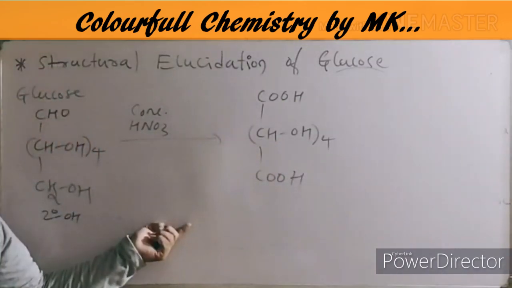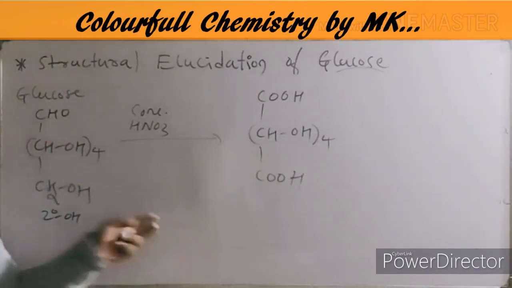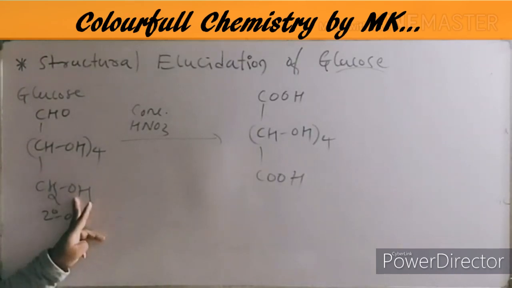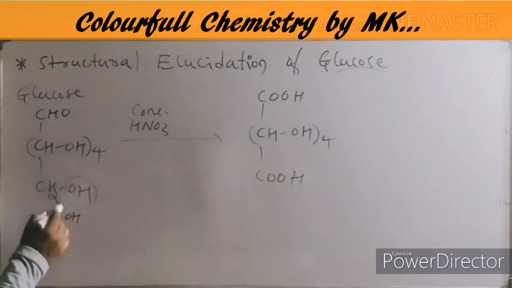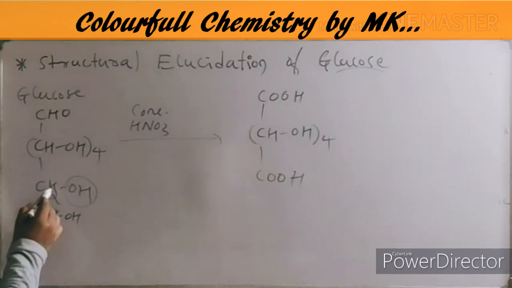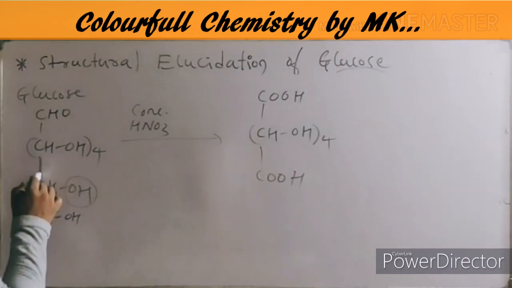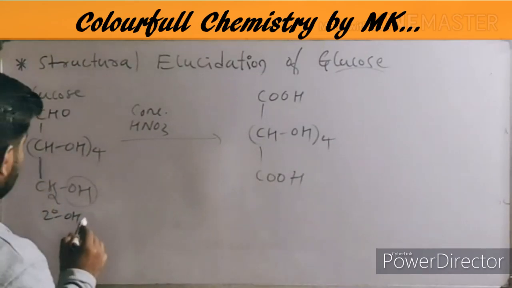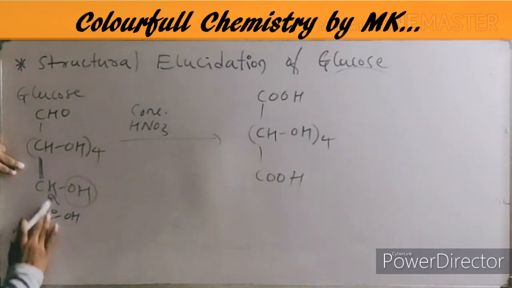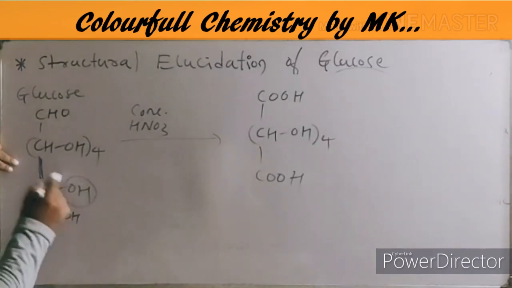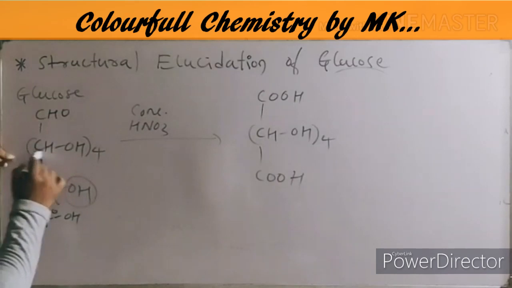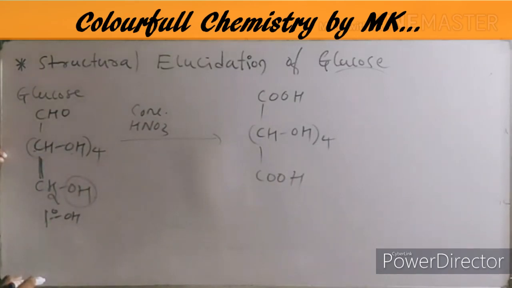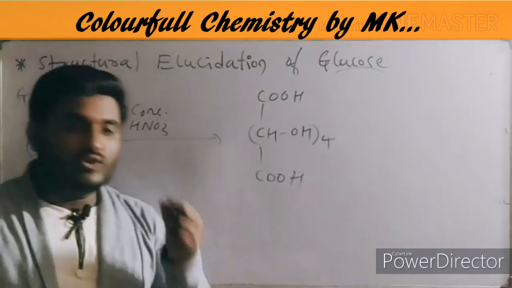This reaction indicates that in glucose there is one secondary OH group. This one is a secondary OH group. Sorry, only one primary OH group. Only one primary OH group. This one, and these all are secondary OH groups. Are you getting, guys? So it contains only one primary OH group.